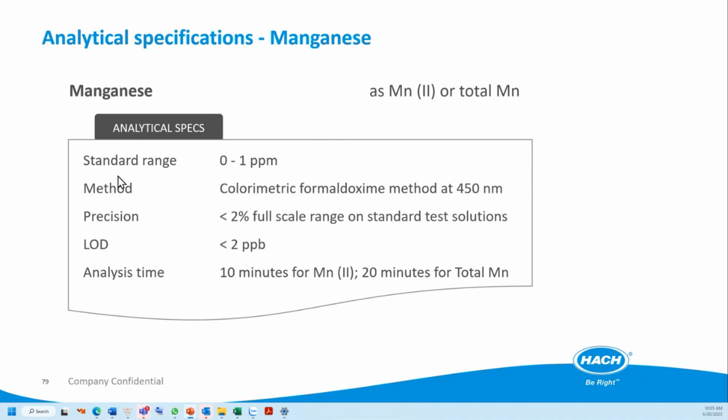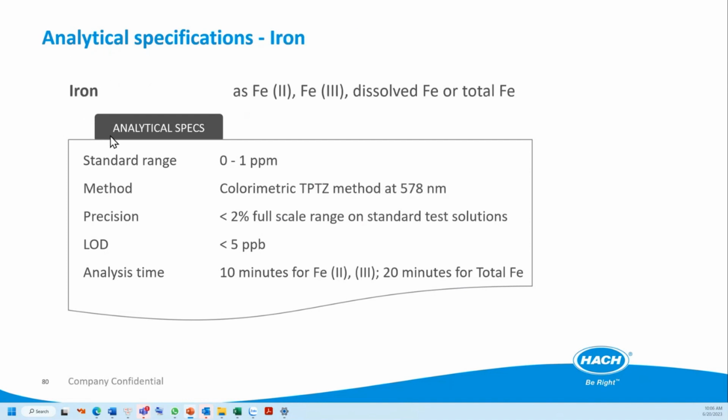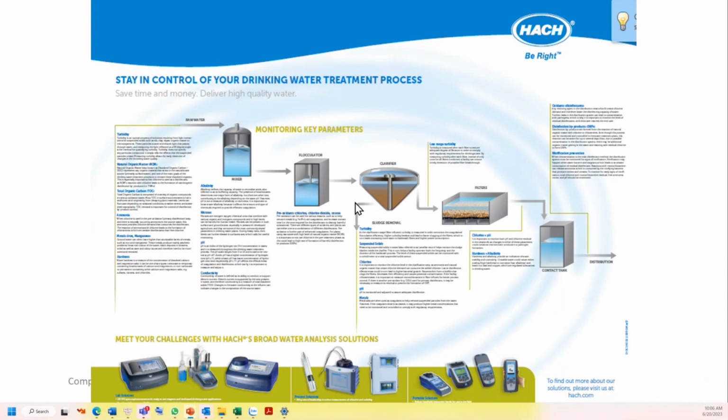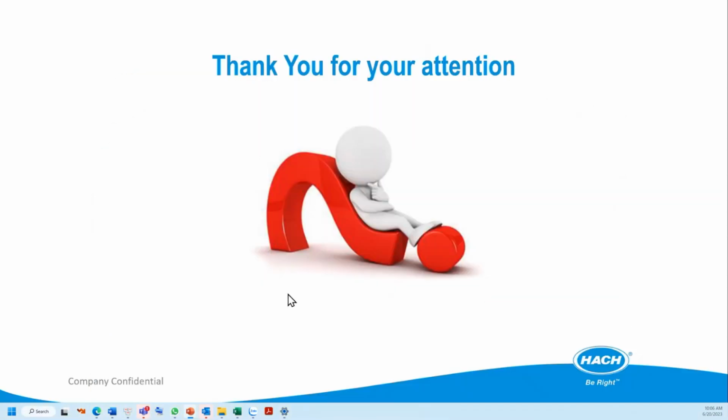Okay, the standard range will be from 0 to 1 ppm for manganese and also iron. We also have different, higher ranges, like up to 20 ppm. But for raw water, the limit in Vietnam will also be lower than 1 ppm. So the standard range 0 to 1 ppm for iron and manganese is good for drinking water application. Same for iron, the standard range is from 0 to 1 ppm. Easy 1000 measures the dissolved iron, and Easy 2000 measures the total iron. Okay, that's all of the products and solutions for drinking water.